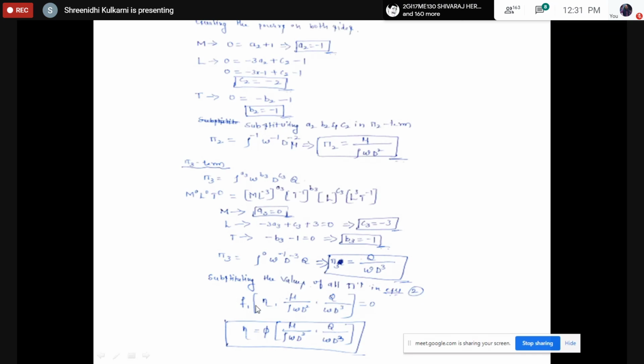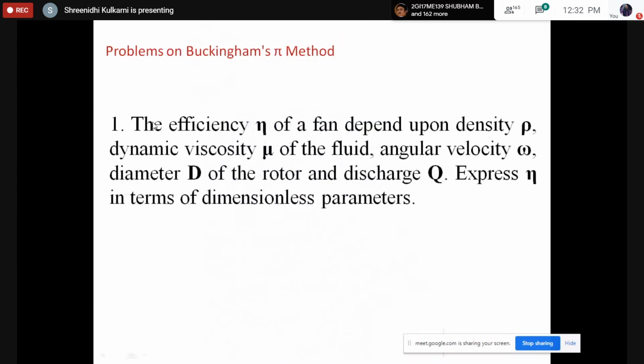So we got function of the first pi term, which is efficiency, the second pi term, mu by rho omega d square, and the pi 3 term, Q divided by omega d cubed, is equal to 0. Further, this equation we can write as follows, because in the problem statement they gave that the efficiency of a fan depends upon the density. So efficiency is depending on all these variables.